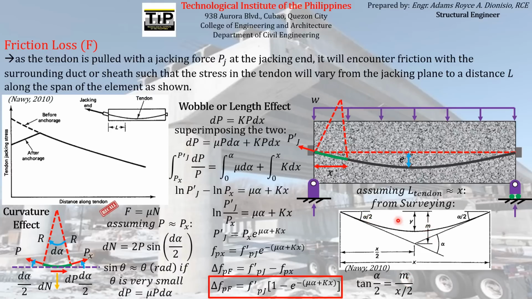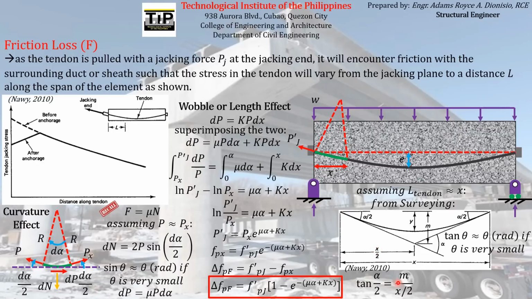The tangent of this angle is equal to this distance m divided by this distance, which is actually equal to x over 2, if this is the whole distance x. So again, this x here is somehow related to this distance. So you can imagine that this x is just equal to this x. So again, using the triangle that we have formed here from surveying, we can see that tangent alpha over 2 is just equal to m divided by this distance, which is equal to x over 2.